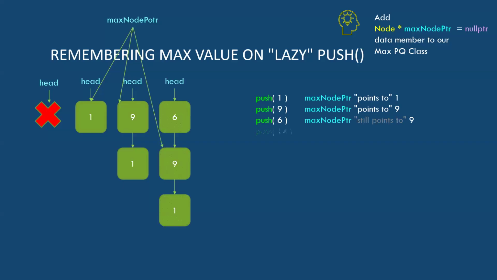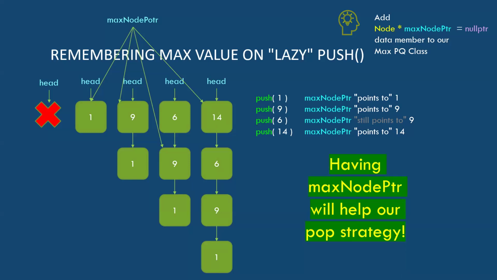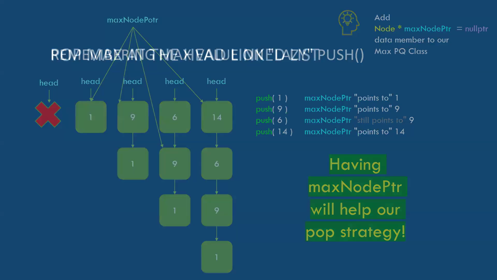So if we keep that around, then we always know where to go to do our pointer fix up potentially, right? So it's helping on the pop strategy if we know where that thing is, okay? So that's our lazy push. We stored a little bit of information, but not too much, okay?